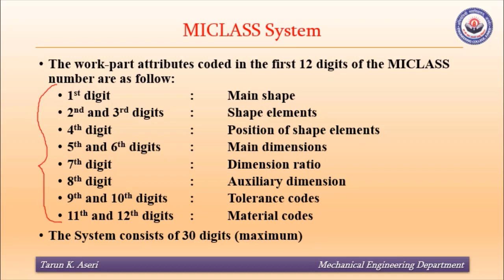The first digit declares the main shape, the second and third digits are shape elements, the fourth digit is position of shape, the fifth and sixth are again the main dimensions, the 7th digit suggests the dimension ratio, the 8th is auxiliary dimensions, the 9th and 10th are the tolerance code, and the 11th and 12th suggest the material code. And this goes to a maximum of a 30-digit code.